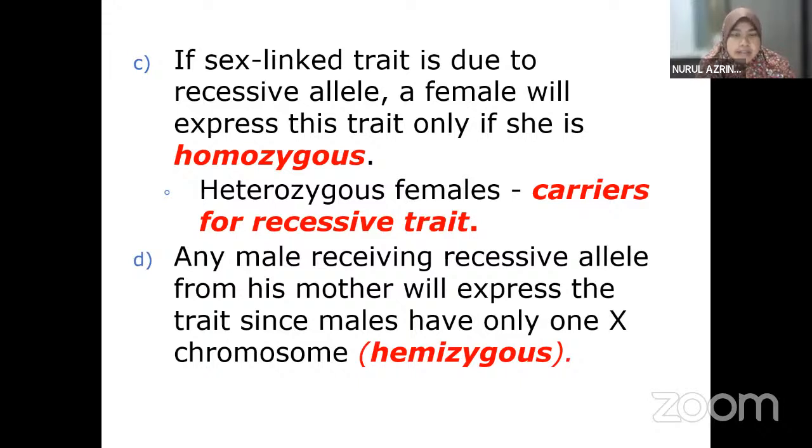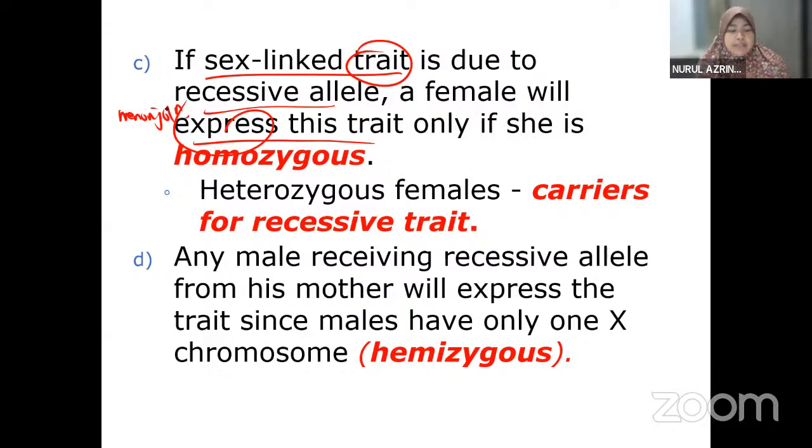Okay, now if the sex link trait, sekiranya sifat yang diperturunkan tu kita panggil traits, is due to recessive allele, a female will express this trait. Perempuan akan express, maksudnya akan menonjolkan sifat itu, only if she is homozygous. Maknanya, kalau perempuan, dia akan mewarisi sifat-sifat tersebut sekiranya dia ada homozygous allele. Dapat dua-dua allele baru dia akan dapat that particular traits.